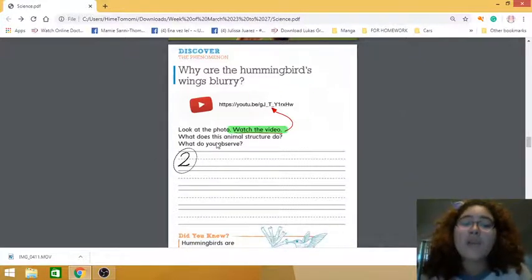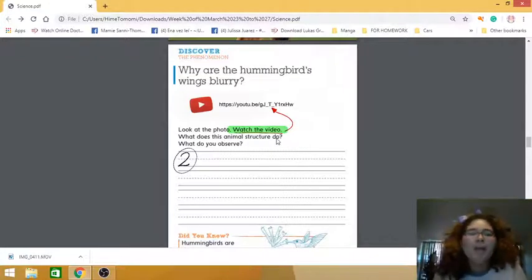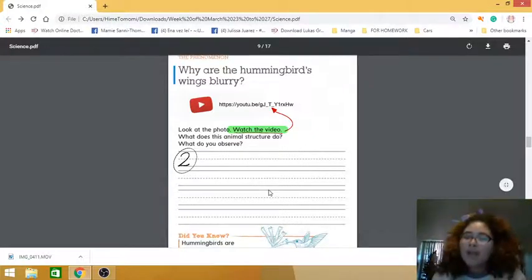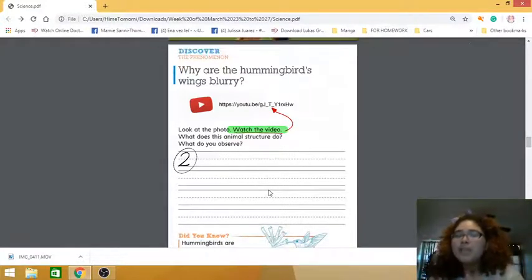So it tells us, what does this animal structure do? How does it help it? What is it actually doing, after what you observed? What did you observe? So make sure to try to answer that right here. And if you don't have it printed out, once again, please put it in your notebook or a blank piece of paper, whatever you have available. The important thing is that I want to see your answers, okay guys?